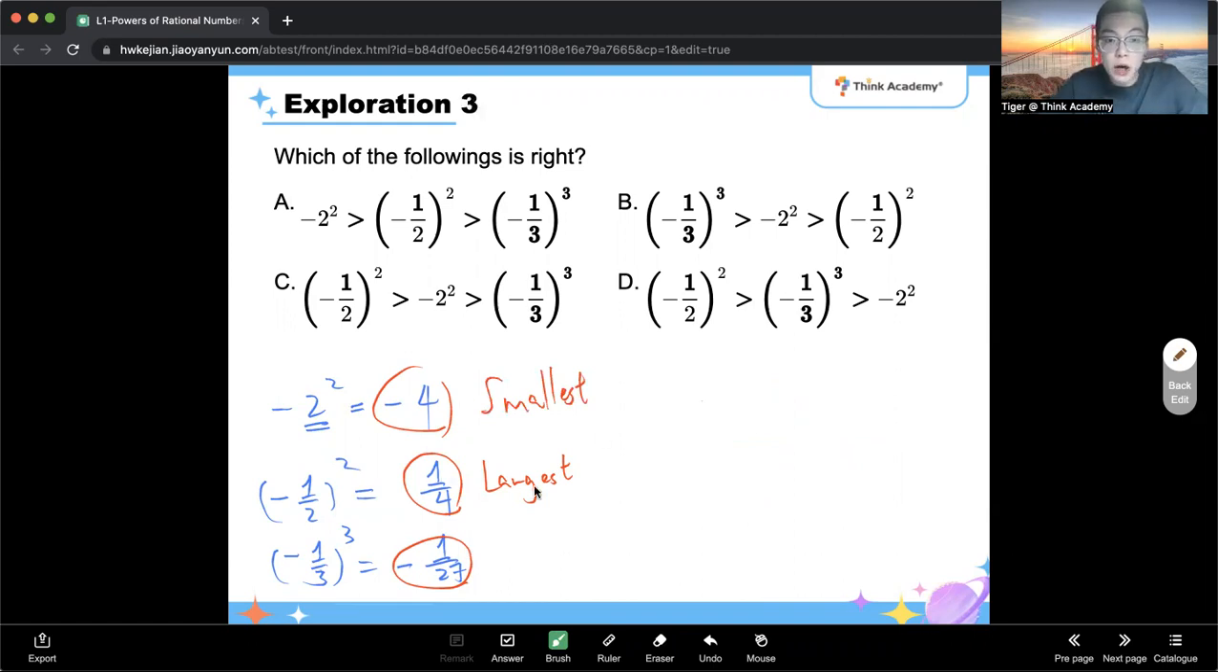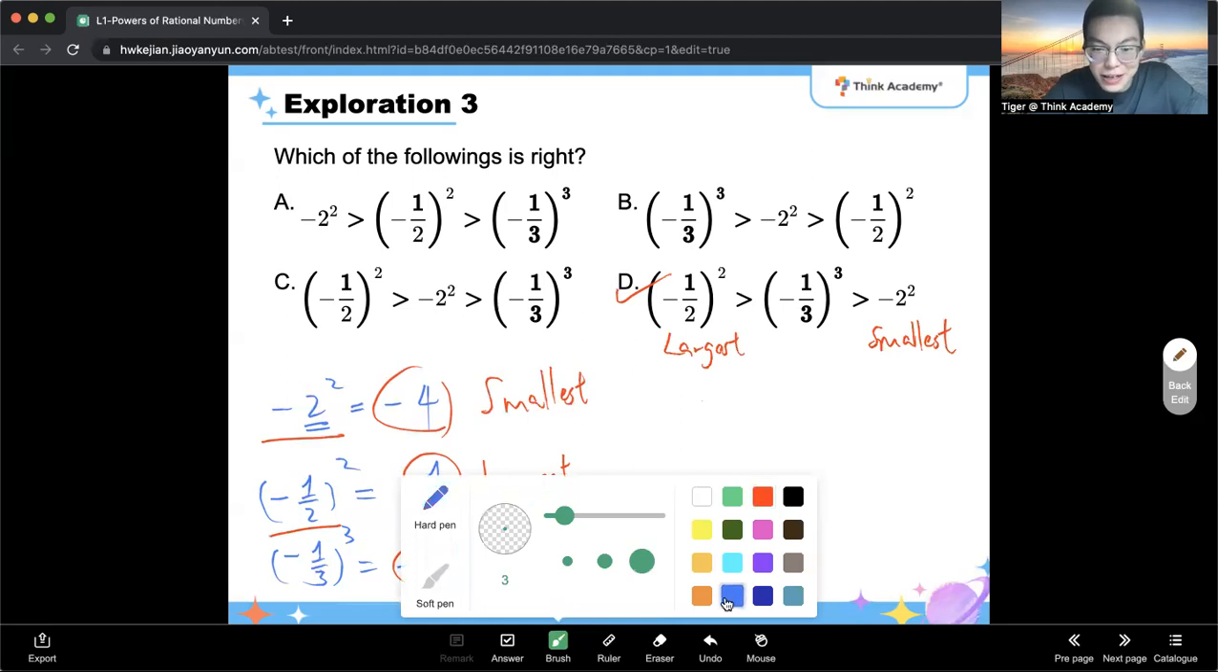Yeah. So if I know that (-1/2) squared is the largest and (-2) squared is the smallest, the answer is going to be D, right? This is largest and that is the smallest. Does it make sense to everyone? Yeah, I can see that many of you are already getting the correct answer. D right there. Very good. That's brilliant.